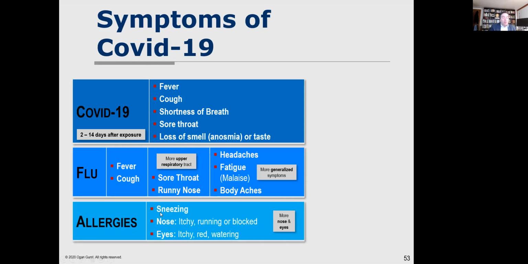And allergies, of course, are more upper respiratory tract: sneezing, nose, eyes, itchy, red, watering, and so forth.